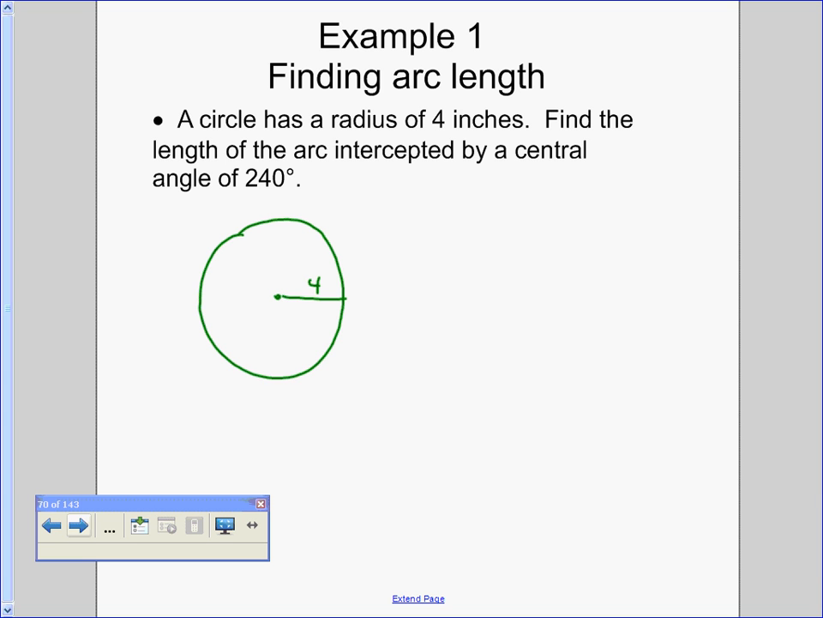A 240 degree angle is going to fall in the third quadrant, because if we look at this here, we have the angle starting here. Let's put it in red. So we go to 90, and then we go to 180, and then this would go to 270. So it's somewhere in here, and we're looking for this arc length here.